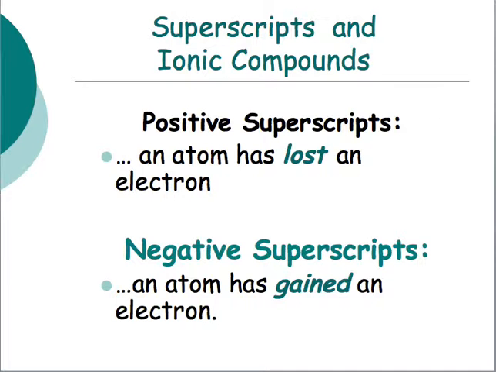The positive superscripts are for atoms that have lost electrons, and the negative superscripts are for atoms that have gained electrons. Keep in mind, we're saying electrons. They're gaining or losing electrons, and electrons are negatively charged particles. So if you lose something negative, you become a little positive. If you gain something negative, you become negative yourself. So we're talking about that exchange of particles. We're not talking about mathematical numbers here.